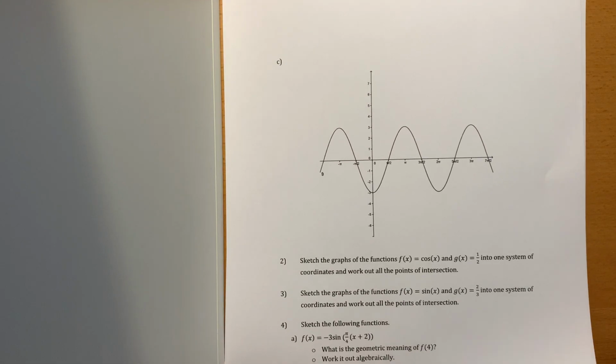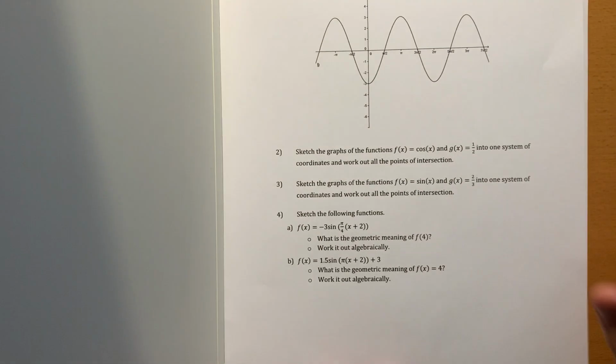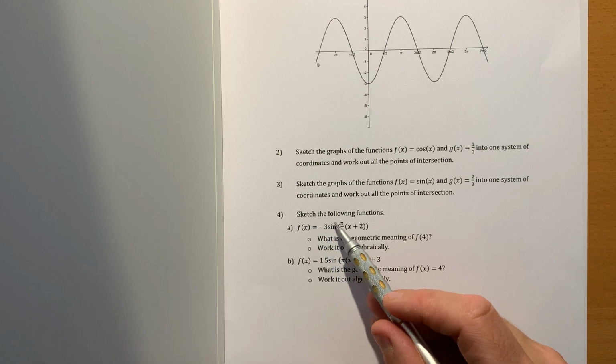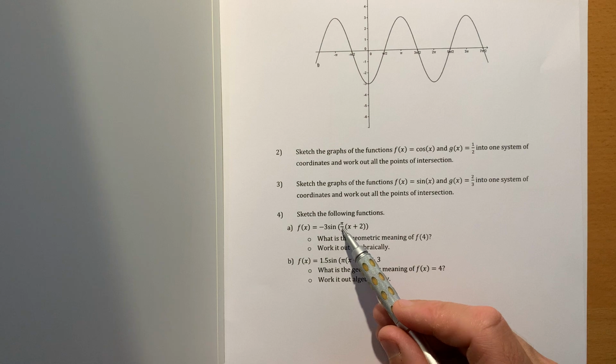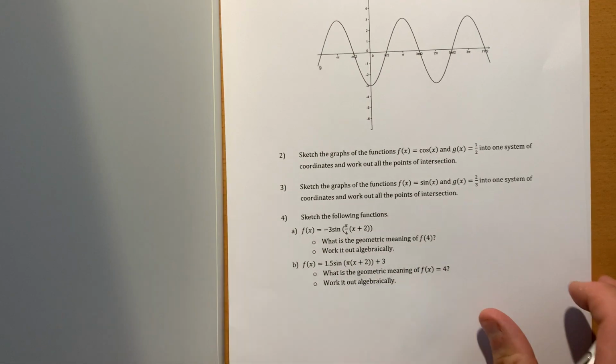Hi, I'm Mr. Huber, and in this video we're going to talk about problem 4a. Sketch the following function, f of x equals minus 3 times sine of pi over 4 times (x plus 2).